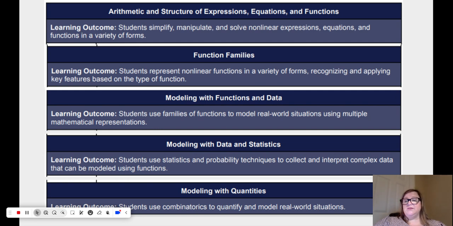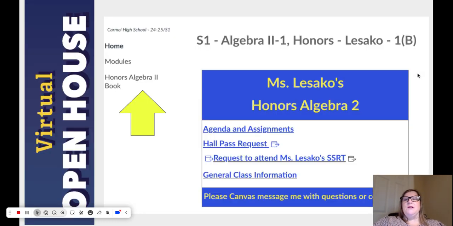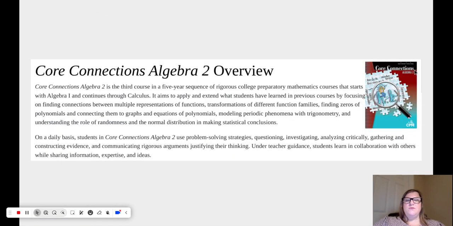You can see that it's broken into 5 areas, and it's heavily focused on the family of functions, and that they are to be addressed through the lens of modeling and real-life application. If we look into our textbook, which can be found in our Canvas course, on the left-hand side you can click and view the student textbook. If you take a quick overview, you'll see that the textbook is very similar to the standards, and it mentions the previously worded modeling and real-world application approaches that we'll be utilizing in class.